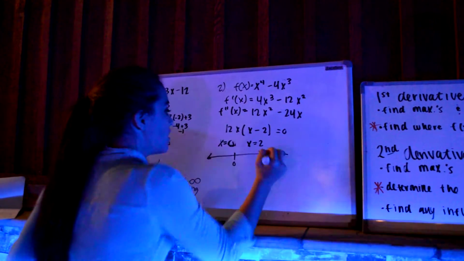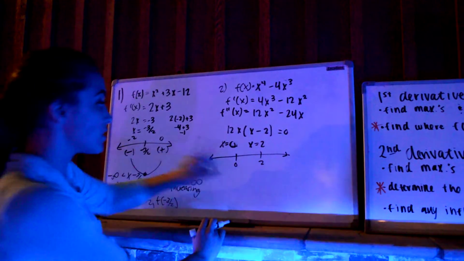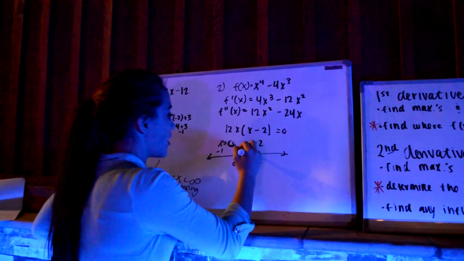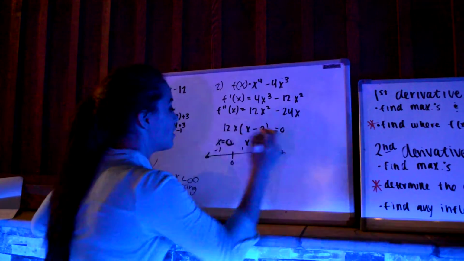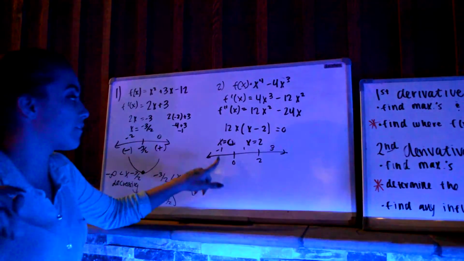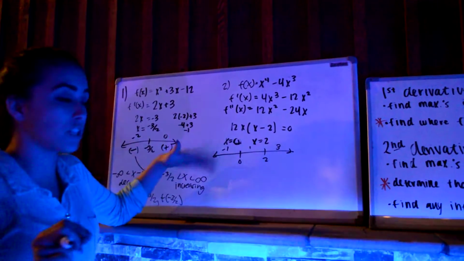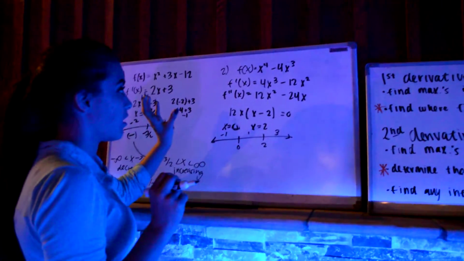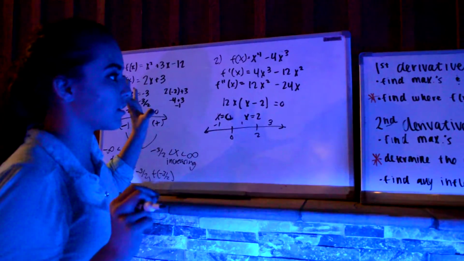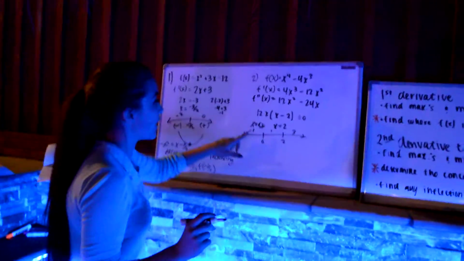Plot these values. And then, again, pick test points. But instead, these are going to tell you about concavity. If f double prime of x is negative, it means that it's concave down. Yeah, so if we plug this back in and it's negative, then we have concave down.